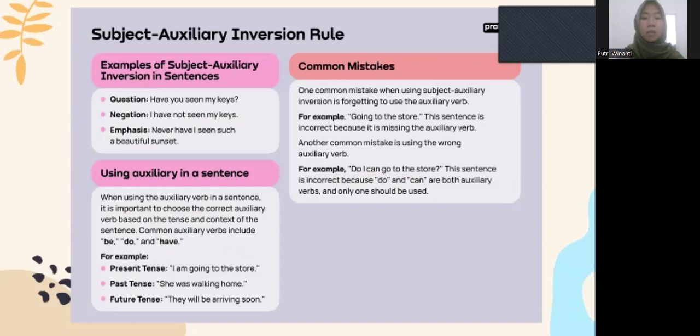One common mistake when using subject auxiliary inversion is forgetting to use the auxiliary verb. For example, "Going to the store" is a sentence. The sentence is incorrect because it's missing the auxiliary verb. Another common mistake is using the wrong auxiliary verb. For example, "Do I can go to the store?" The sentence is incorrect because do and can are both auxiliary verbs. Only one should be used.